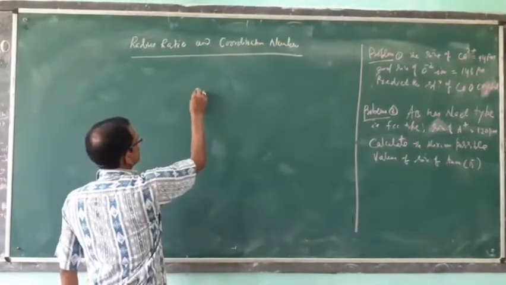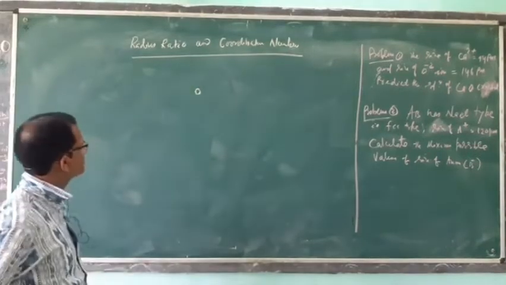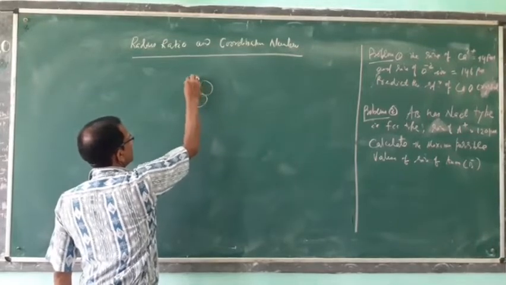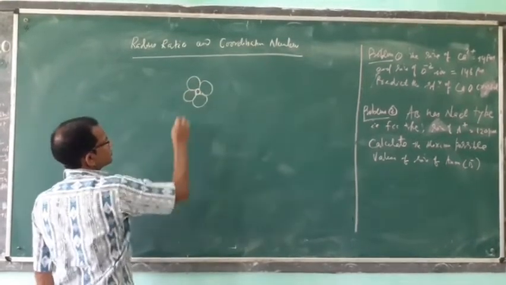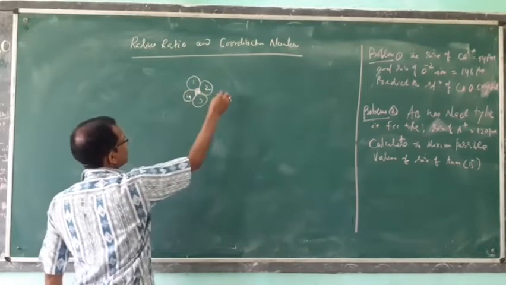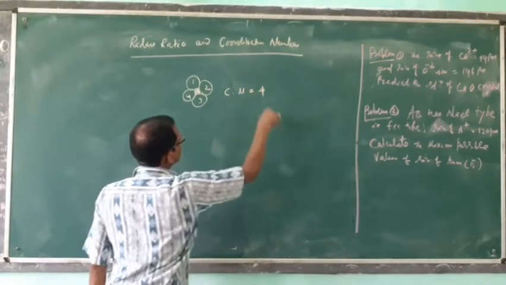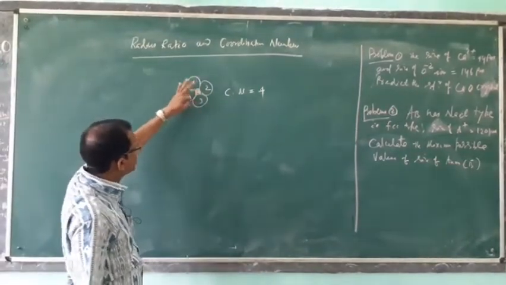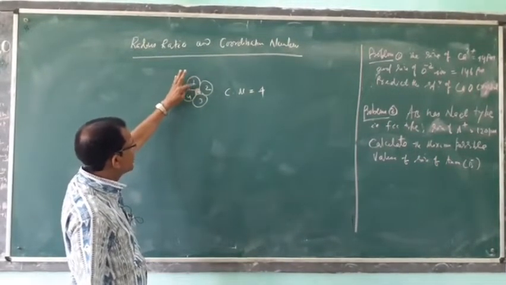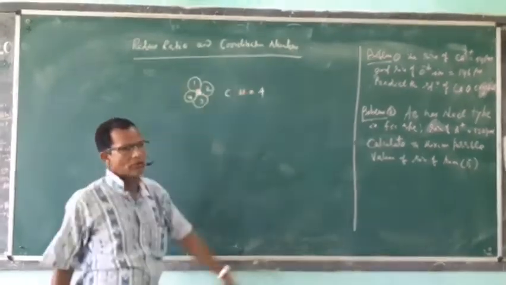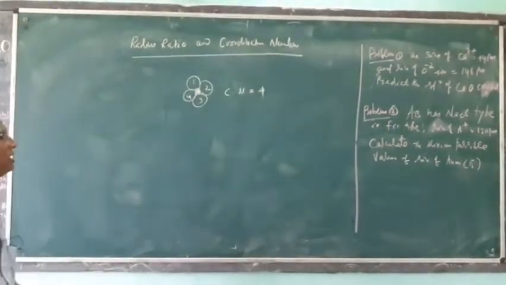Suppose this is a small sphere surrounded by other spheres. So the coordination number of this central sphere is 1, 2, 3, 4. That is 4. So coordination number means the number of spheres coming in touch with the particular sphere. That will be the coordination number of the central sphere.